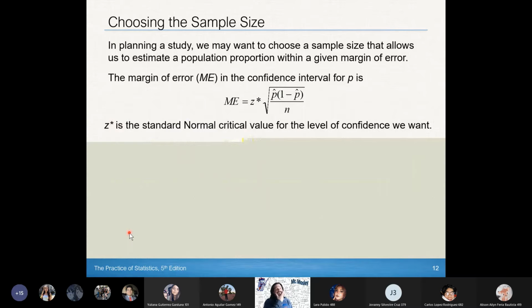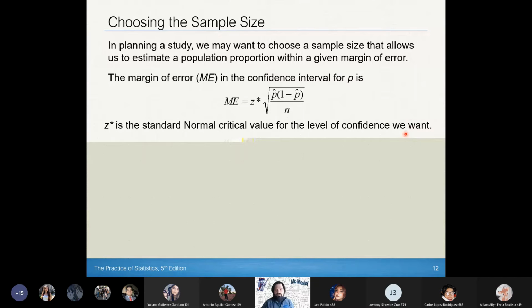All right, so the next thing we need to be able to do sometimes is choose a sample size. In planning a study, we may want to choose a sample size that allows us to estimate a population proportion within a given margin of error. The margin of error, ME, in the confidence interval for P is what's on the right-hand side of the plus or minus in our interval when we calculate the interval. So ME equals Z asterisk times the square root of P hat times 1 minus P hat divided by N. And again, Z asterisk is the standard normal critical value for the level of confidence we want.